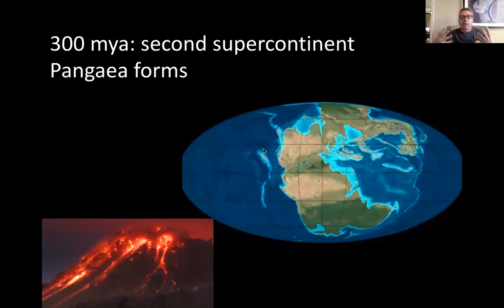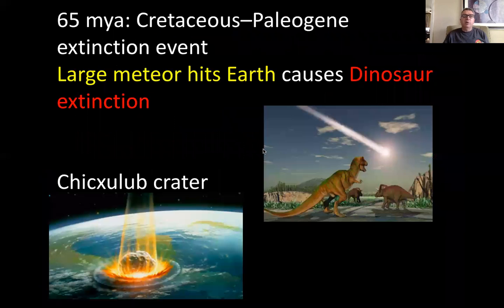No, just plate tectonics. We're talking about Pangea forming 300 million years ago. 65 million years ago, a large meteor hits Earth. The cause increases the carbon dioxide content in the atmosphere, and that causes our dinosaur extinction.